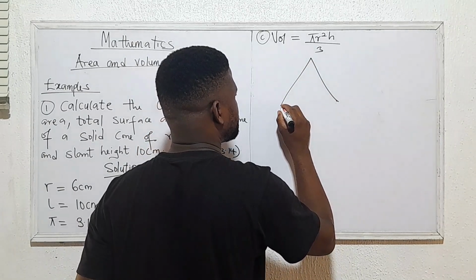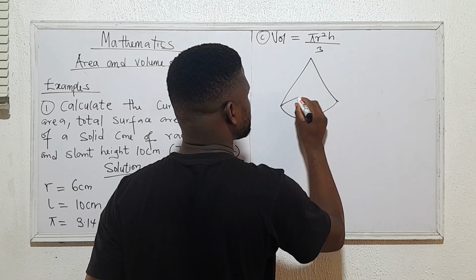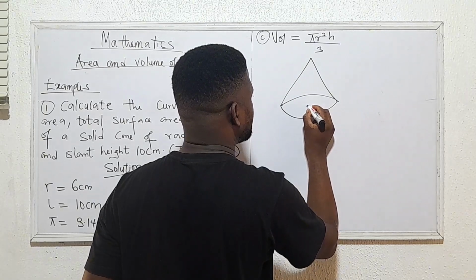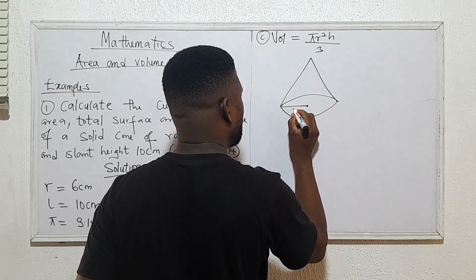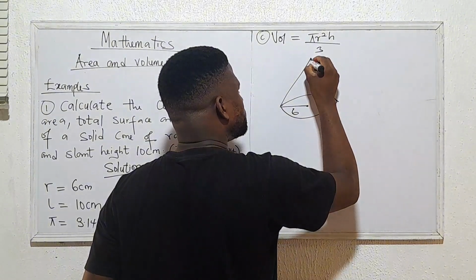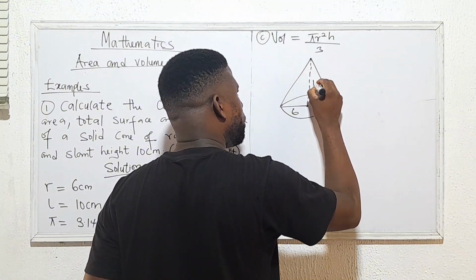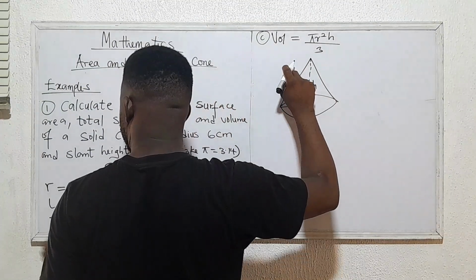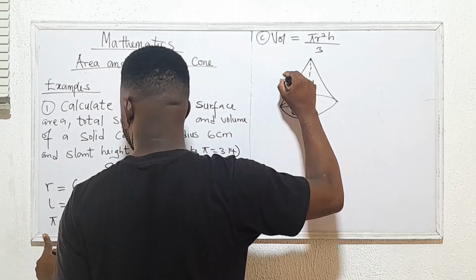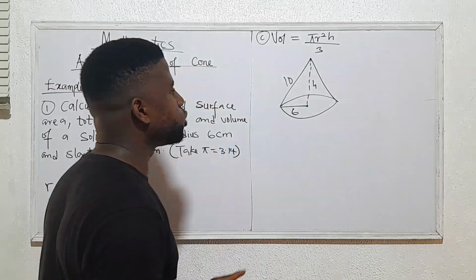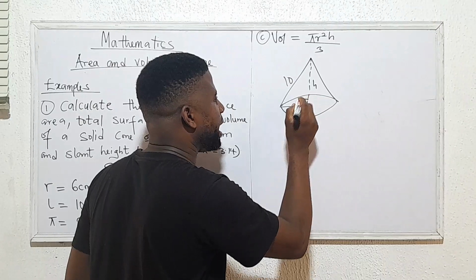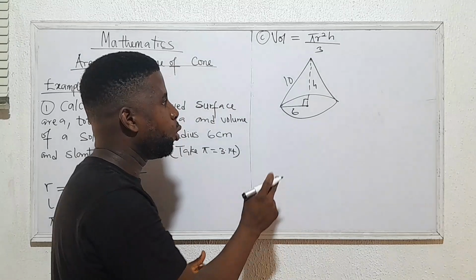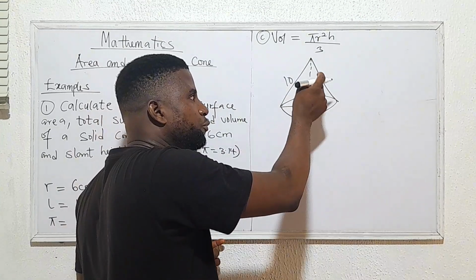Now, if this is the cone, right? So, this is its radius, r, which is 6. This is the height, which we were not given, h. We were given the slant height to be what? 10. Right? So, using Pythagoras formula, we can find the value for h.